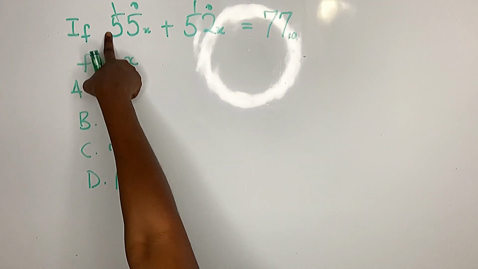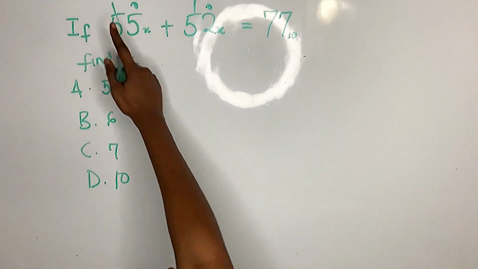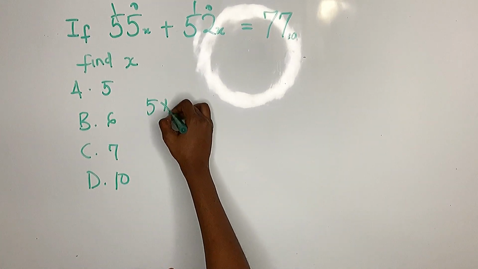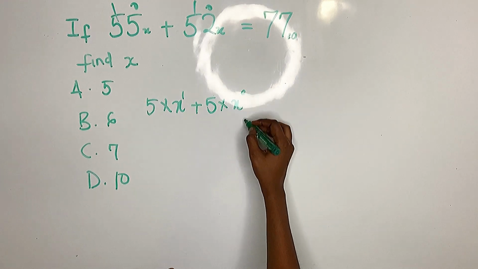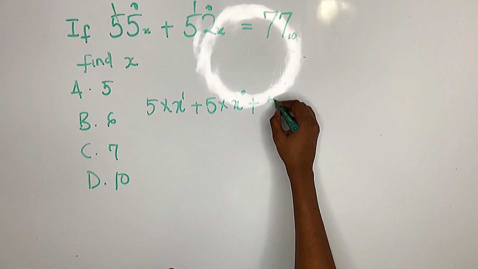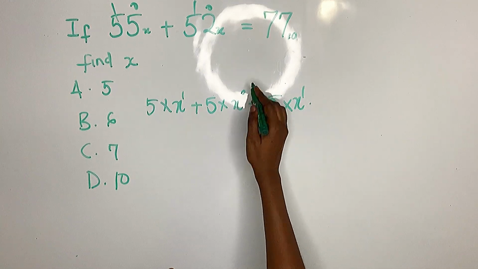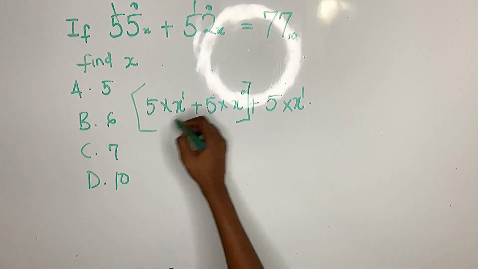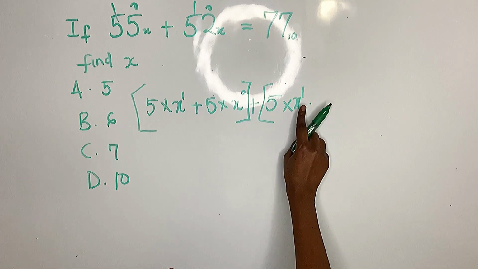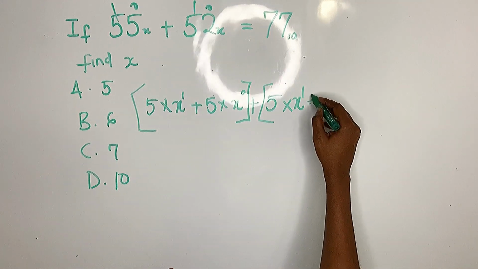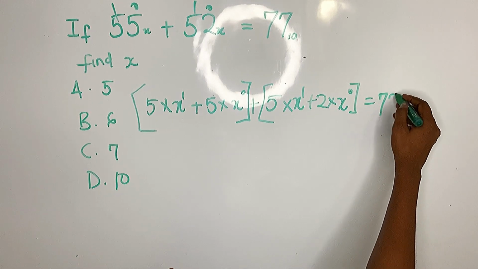We multiply our first value by the base and raise it to the power that we've put there. So starting with 5, we have 5 times x raised to the power 1 plus 5 times x raised to the power 0 plus, for this second one, the same thing, 5 times x raised to the power 1. So let me just put a bracket here so that we don't get confused because of the multiplication and the addition. 5 times x raised to the power 1 plus 2 times x raised to the power 0. All of this is equal to 77.